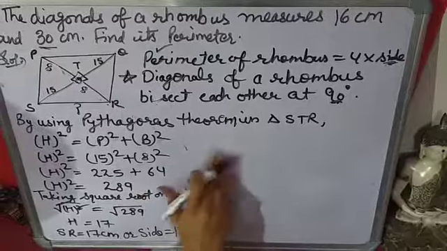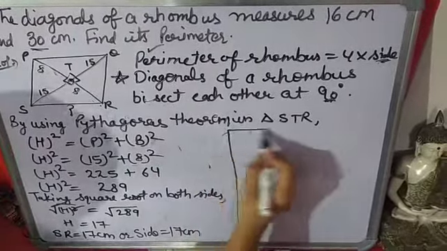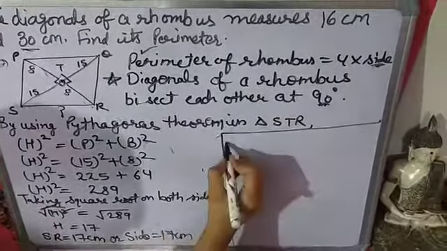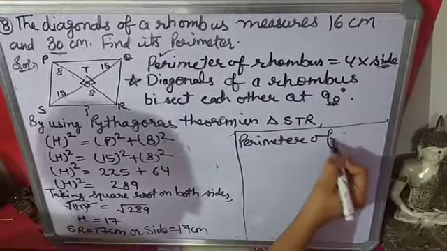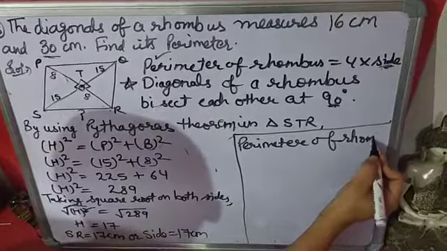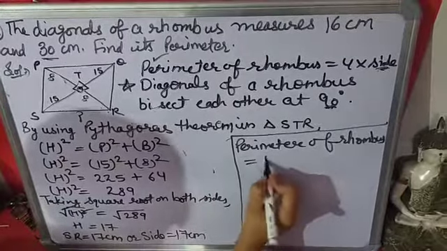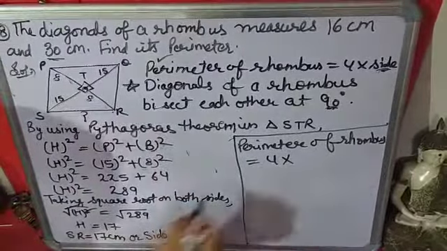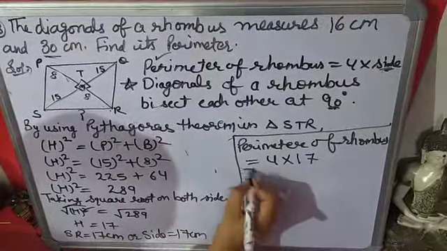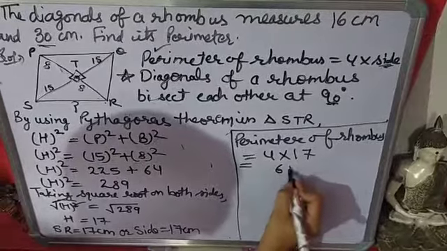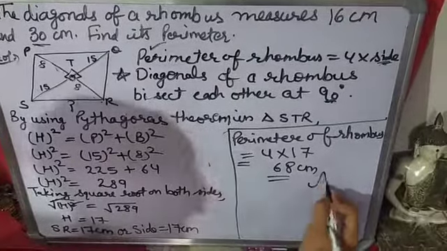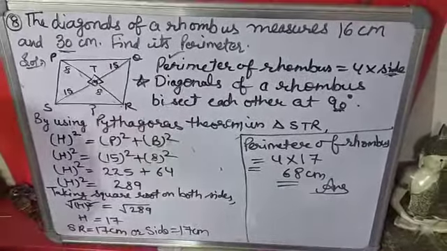Now you have to find perimeter of rhombus. So that is 4 into side. It means 4 multiplied, side is 17. So what will be 17 4s? 68 centimeter. So this is the perimeter of the rhombus.